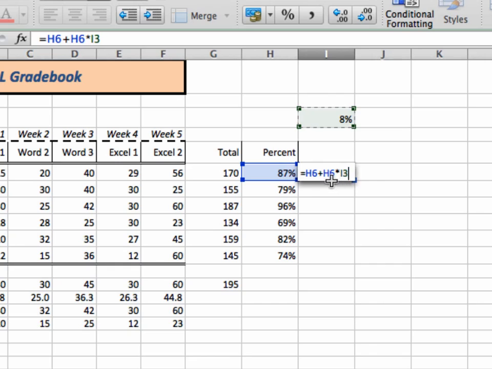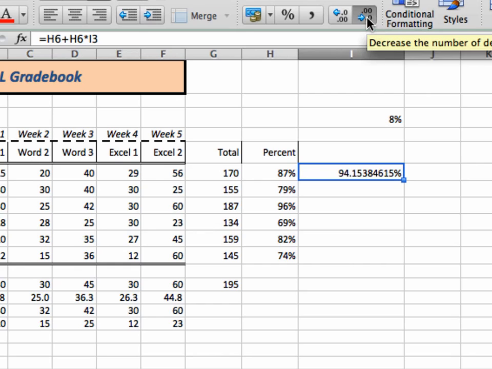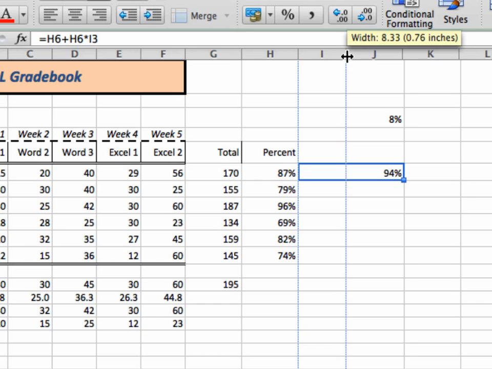Now it will do the multiplication before it does the adding. That's just the math. Multiplication, division come before adding and subtracting. If it wasn't the case, I'd have to use parentheses. So I hit the enter key and I get my answer in a very long percent. So that's significantly long. Let's reduce those decimal points a lot. And then we'll move the column over, remember, between the two columns there.